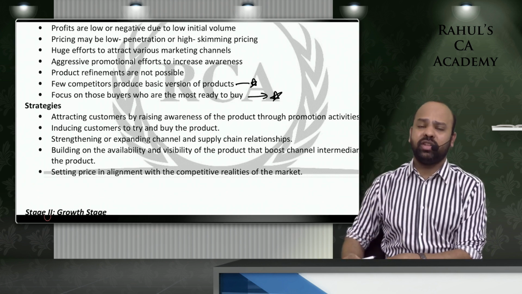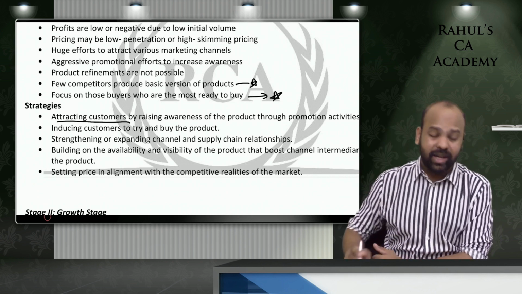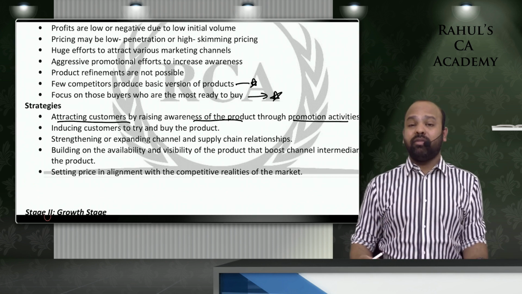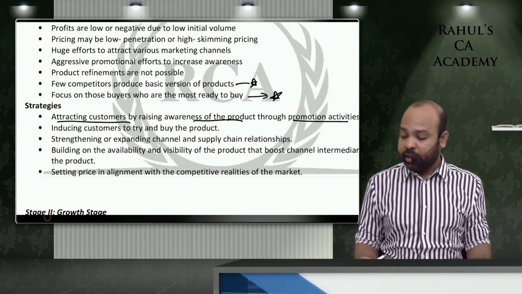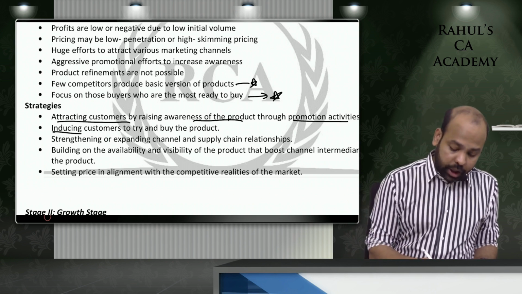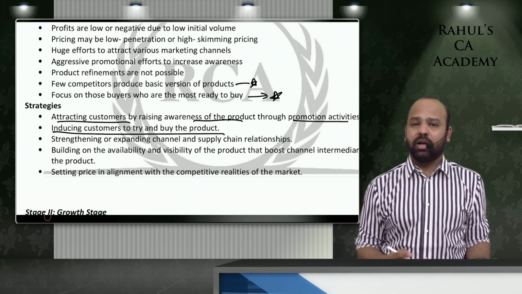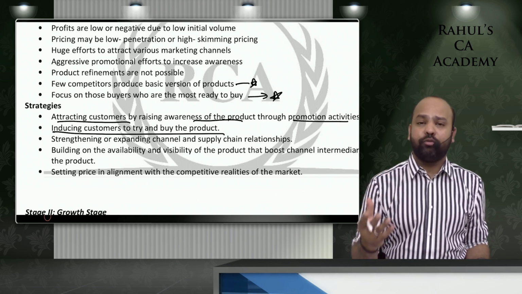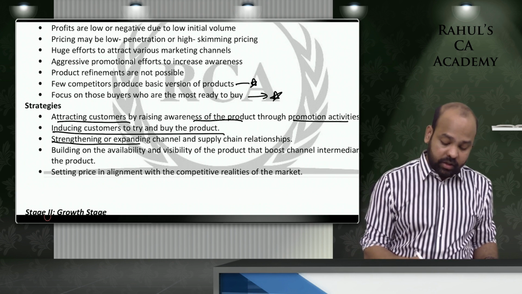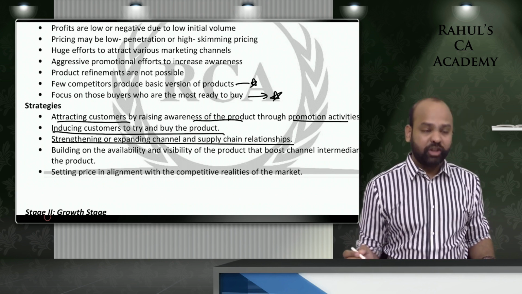Every organization's strategy, beta, is to attract customers by raising awareness of the product through promotion activities. Every company will implement a strategy of attracting customers, guys, by raising awareness of the product, inducing customers to try and buy the product. Brother, try and then buy. You will keep urging them, beta. That is how the product awareness will keep increasing. Strengthening or expanding channel and supply chain relationships.